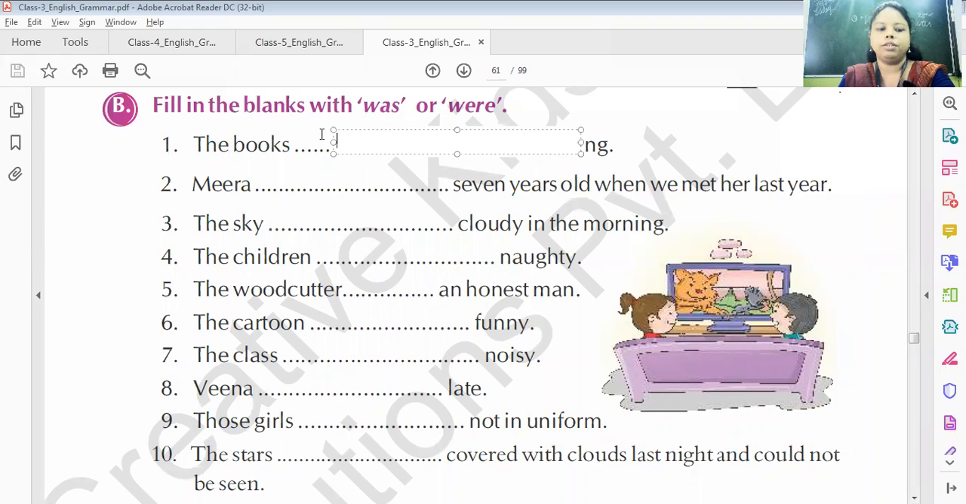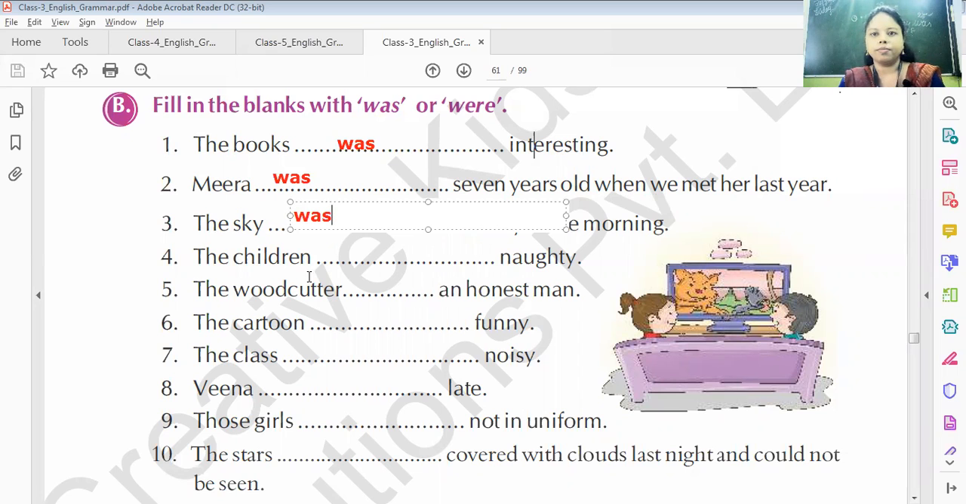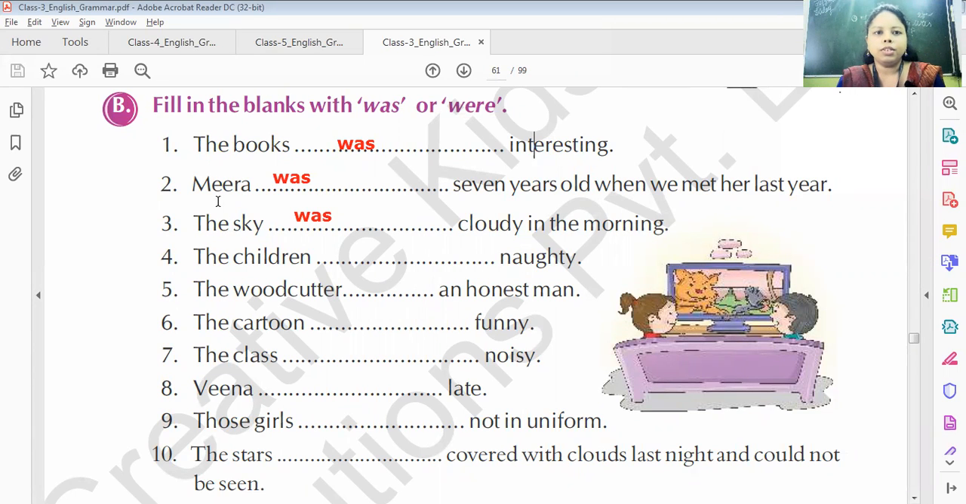The book was interesting. Meera was 7 years old when we met her last week. The sky was cloudy in the morning. Next question. So students, here you can see books is written. Whenever any word is written in plural, then we have to use were. Now I have written was, so we have to remove this was and write here were. As I told you, with plural we have to use were. The books were interesting. If it is written like the book, then we have to use was. The book was interesting.